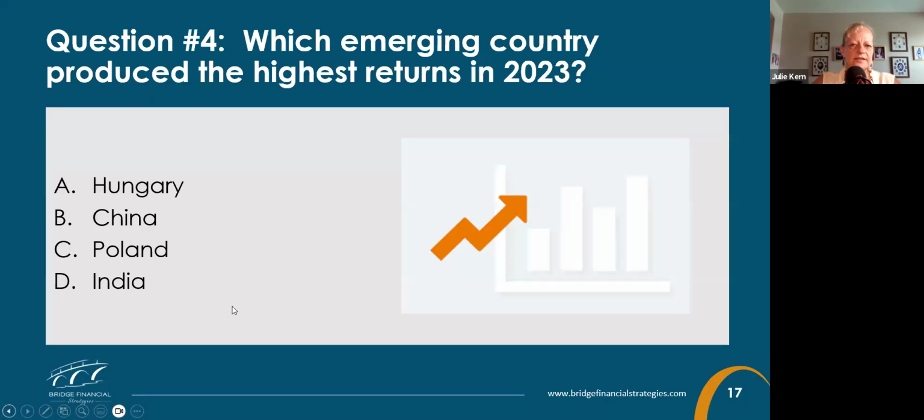I think I just gave away the answer. Okay, sorry. Which emerging country produced the highest returns in 2023? And I'll launch that poll. If you were paying attention, you probably get it right. Okay, go ahead and put in your answers.